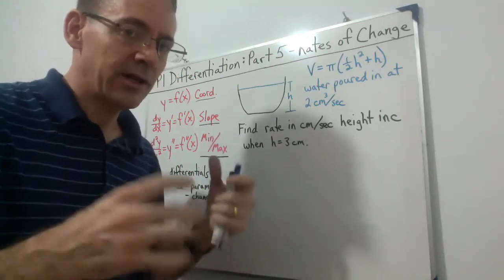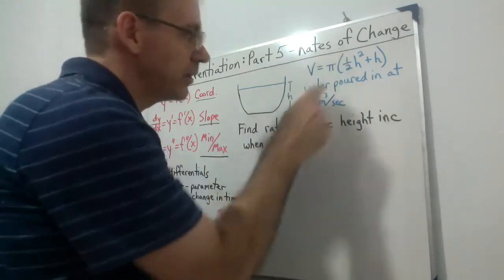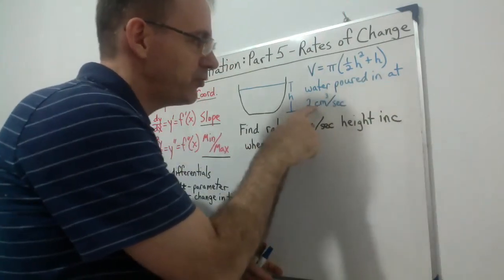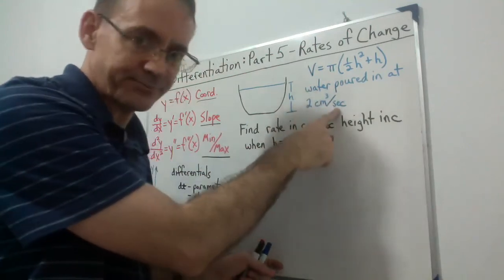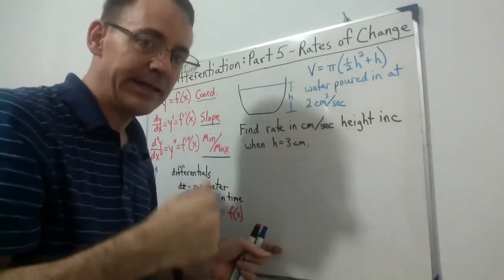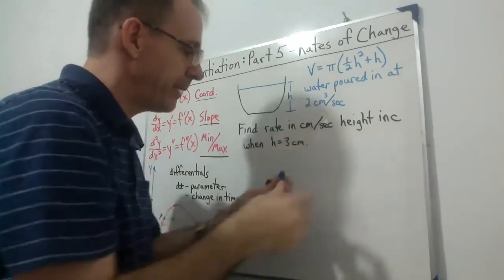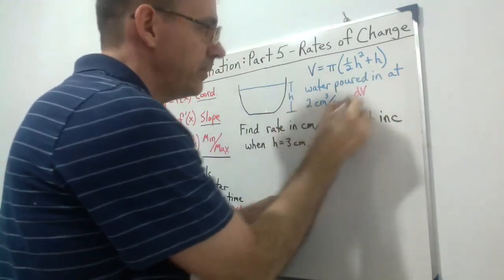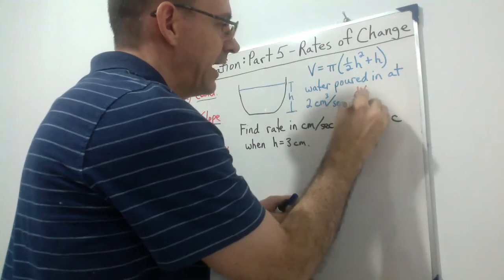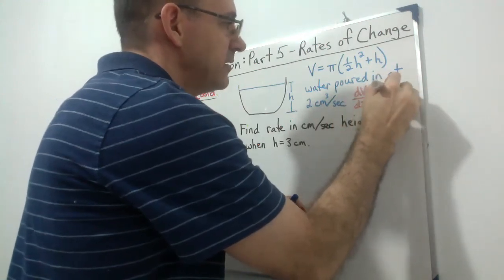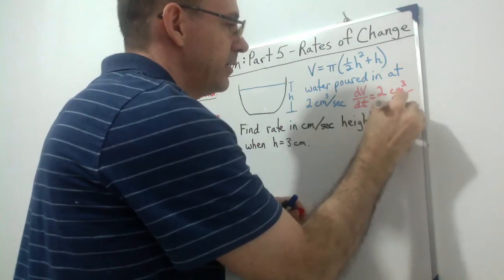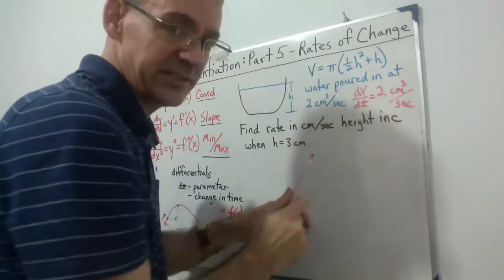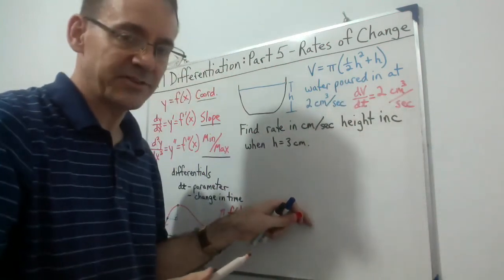Well, if you're a little confused by the English words, look at the units. Notice it says poured in at 2 centimeters cubed per second. This is a cubic unit, meaning it's volume. So this is talking about dV/dt. dV, the change in volume per unit of time, is 2 centimeters cubed per second. So our volume is increasing by 2 cubic centimeters for every 1 second of time.